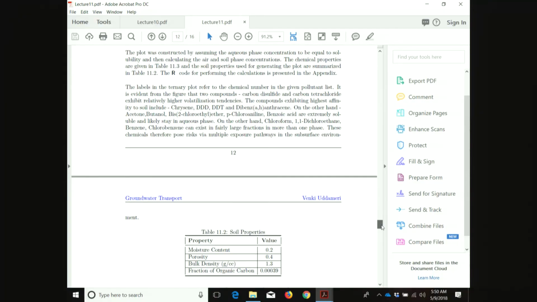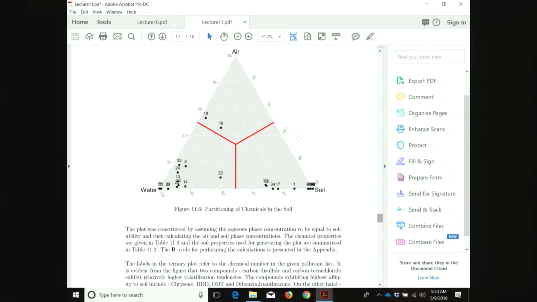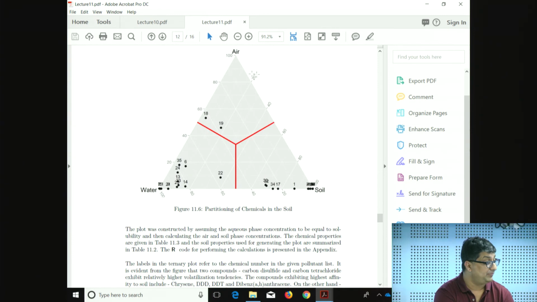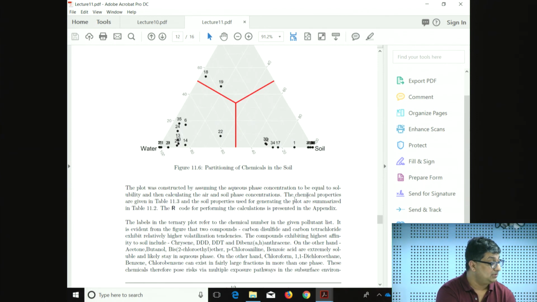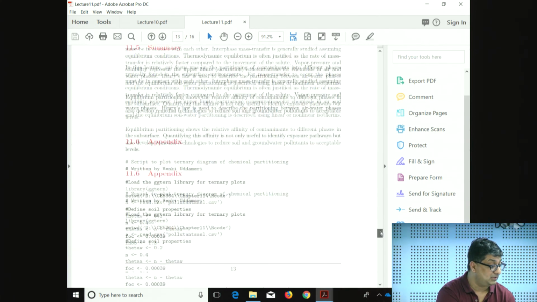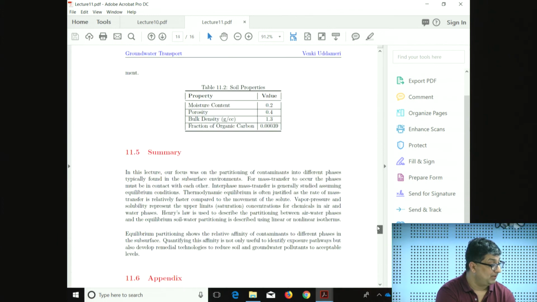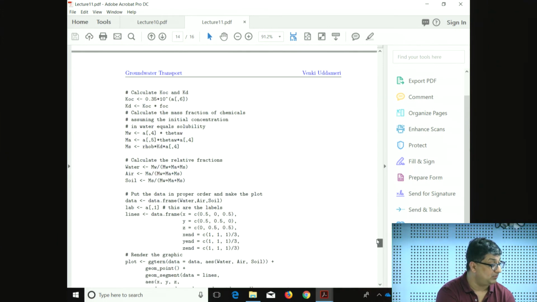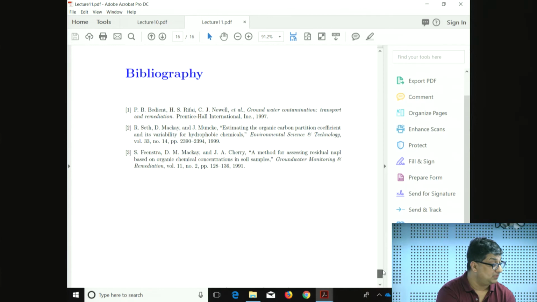So one good way is to plot this on a ternary diagram and see which chemicals have an affinity to air, which communities have affinity to water, which have affinity to soil. I show you the calculations in those notes, so you can follow that. I also give you some R code to do the ternary plot, so you can look at that as well.